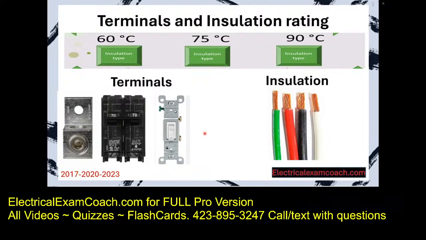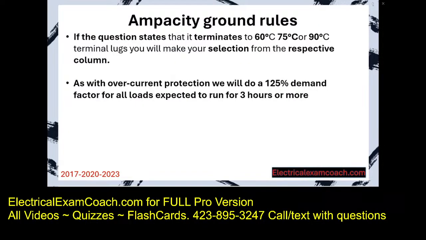I'll explain what most of the time means later in the program, because this section is just like other sections of the NEC. There are blanket rules that apply generally, but later they get modified. But for right now, what I want you to remember is we're going to match the column that we used based off the terminals that the device is rated by. Regardless of what the insulation is, we can choose from whatever column that the terminals are rated by, unless modified by another code.